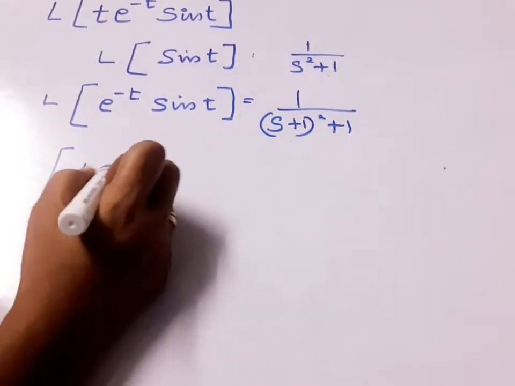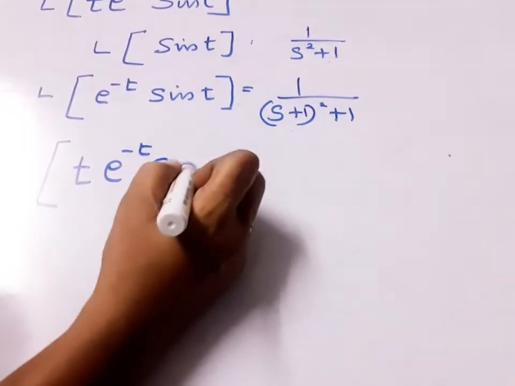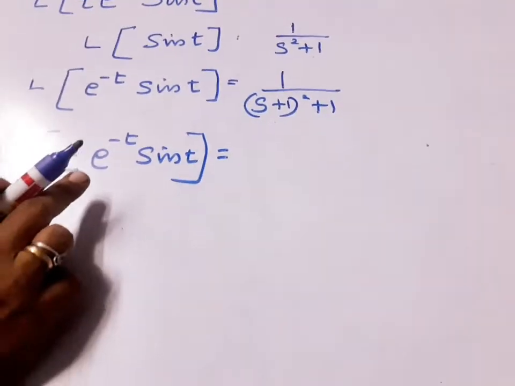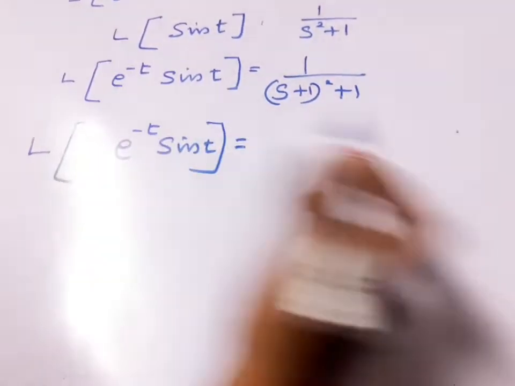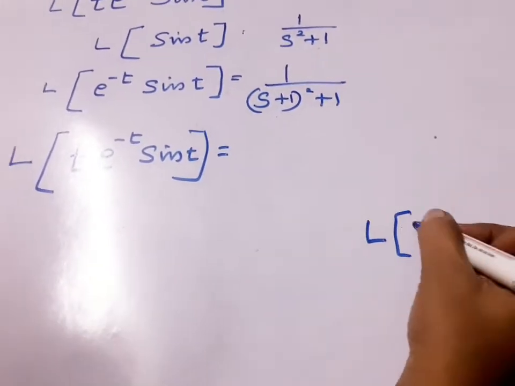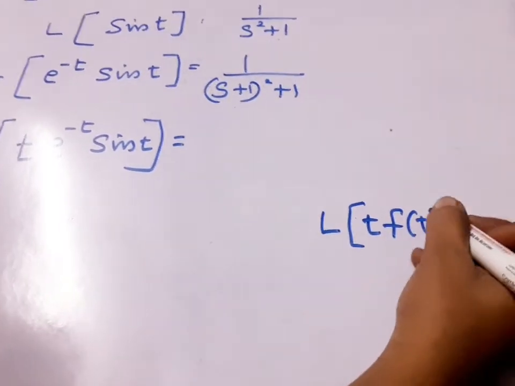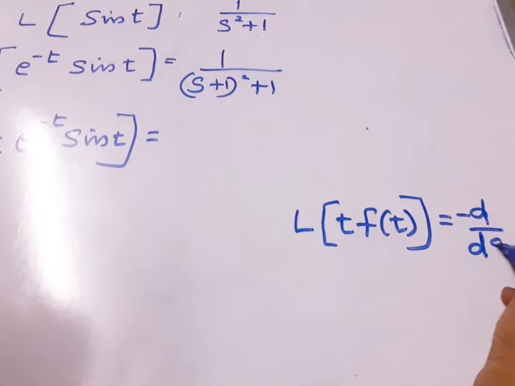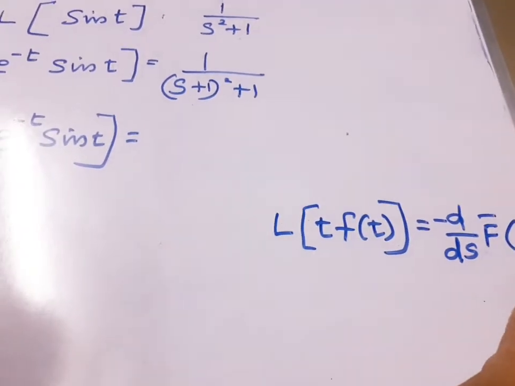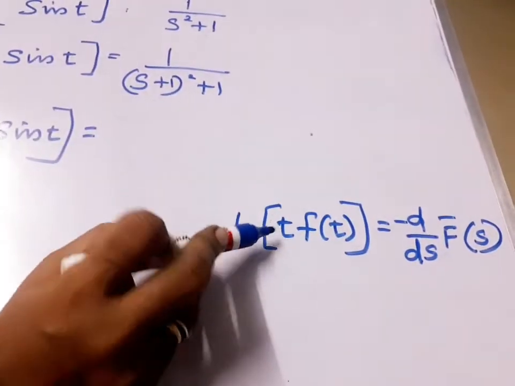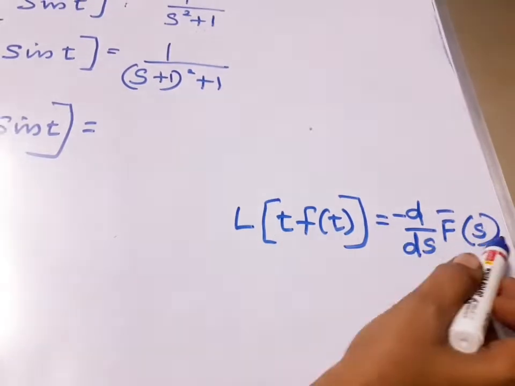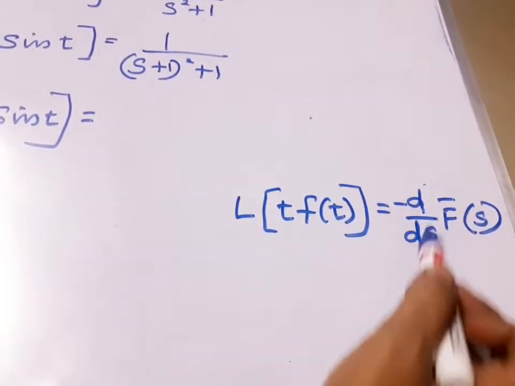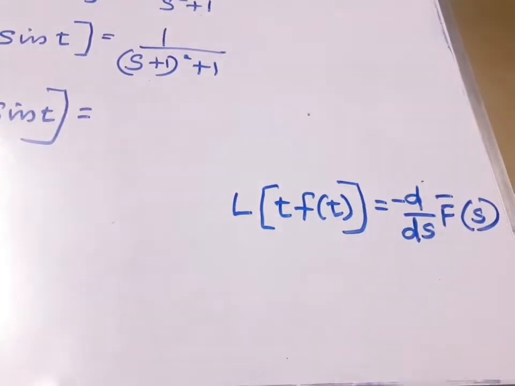So we got the value of L of e power minus t sin t, but now we actually need L of t e power minus t sin t. And again I am going to use one of the properties, that is the multiplication property under Laplace transformation, that is L of t f of t. This also I gave in the last class, is minus d by ds of f bar of s. That is, t is multiplied once means we should differentiate once with the negative sign. T square means plus d square by ds square of f bar of s and so on.